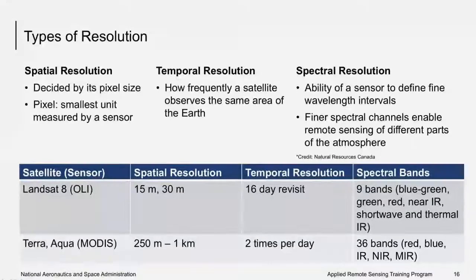How often a sensor obtains an image of a particular part of the globe is referred to as temporal resolution. For example, Landsat 8 OLI returns only once every 16 days, but MODIS has a more frequent return rate at about 1 to 2 times per day. Spectral resolution refers to how many colors or bands an imager can collect. For example, the MODIS sensor has 36 spectral bands, whereas Landsat 8 senses about just 9 spectral bands.